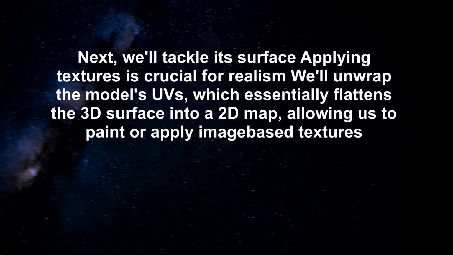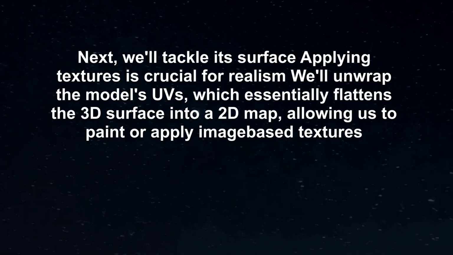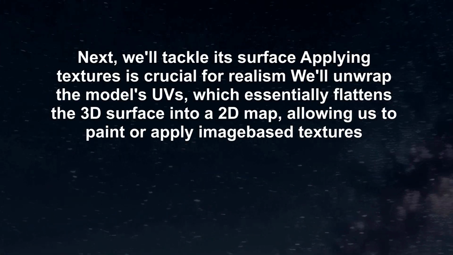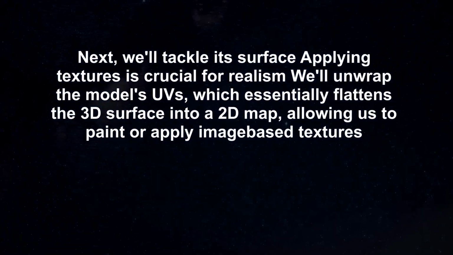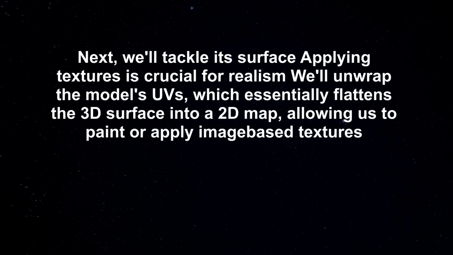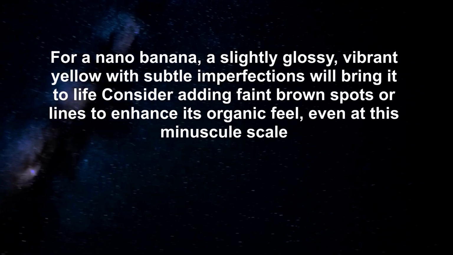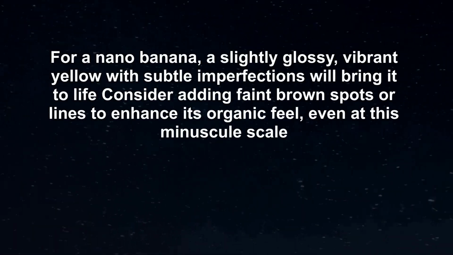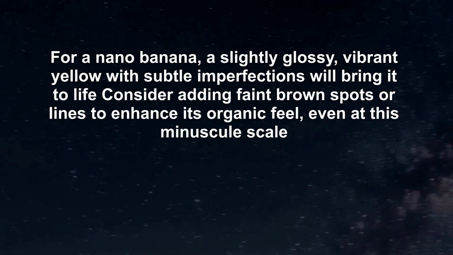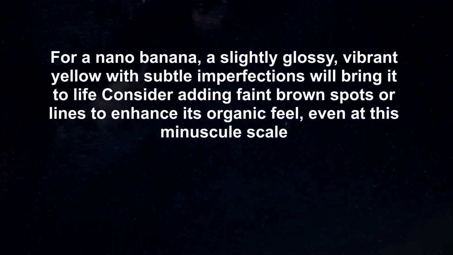Next, we'll tackle its surface. Applying textures is crucial for realism. We'll unwrap the model's UVs, which essentially flattens the 3D surface into a 2D map, allowing us to paint or apply image-based textures. For a nano banana, a slightly glossy, vibrant yellow with subtle imperfections will bring it to life. Consider adding faint brown spots or lines to enhance its organic feel, even at this minuscule scale.